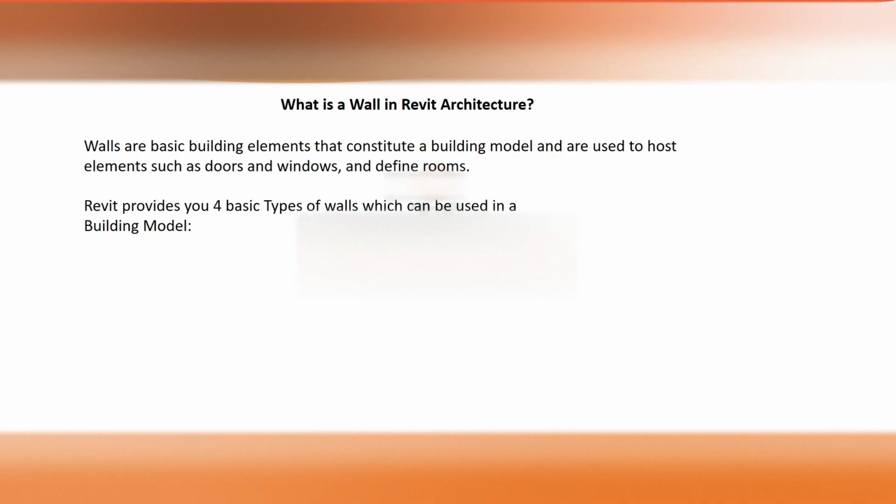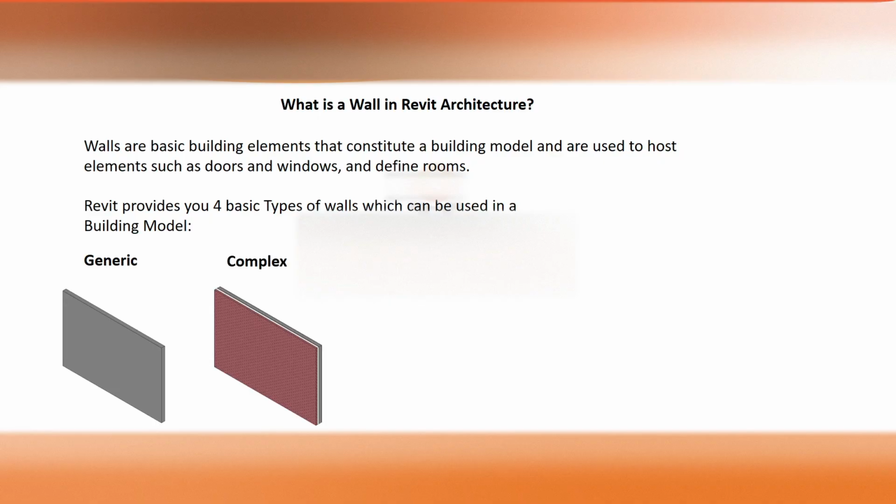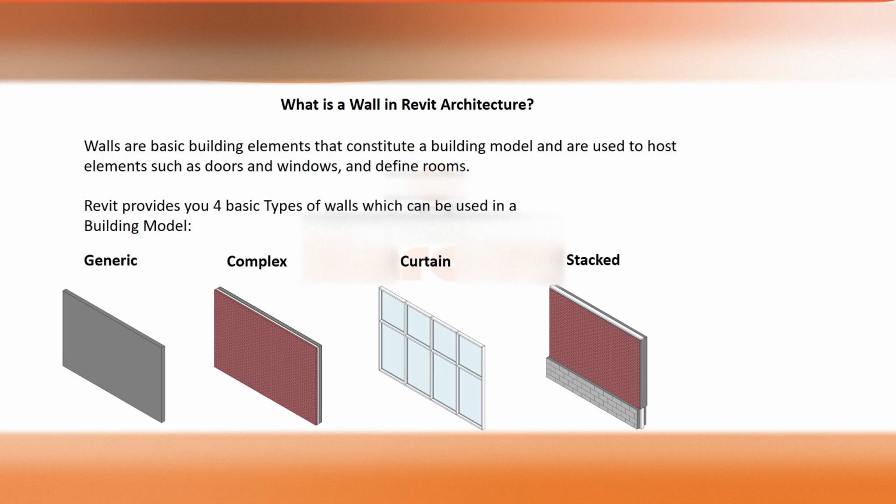In Revit, we basically have four basic types of wall which can be used in a building model. Let's see what are these four basic types of walls. The first is generic wall, second we have complex wall, third we have curtain wall, and the fourth is the stacked wall.